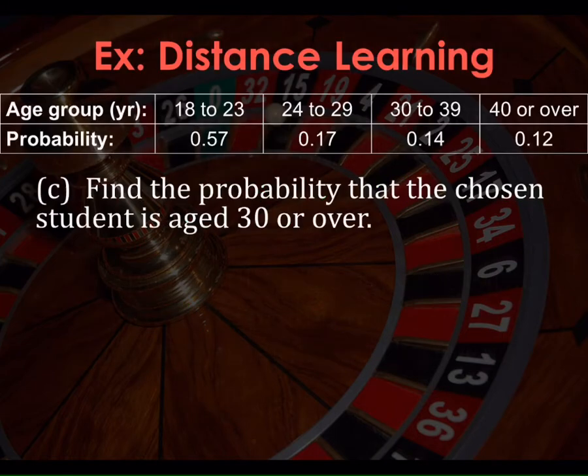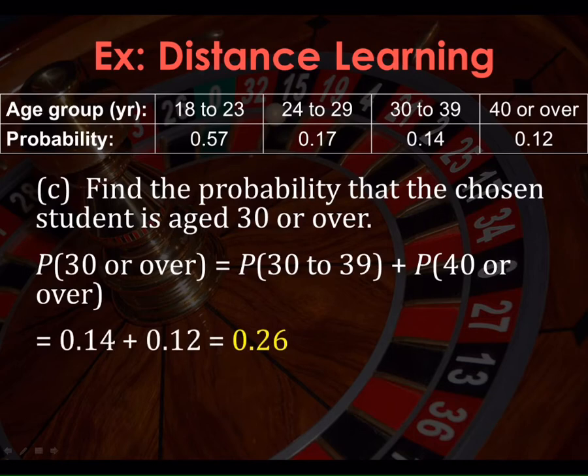So for example, C, find the probability that the chosen student is age 30 or over. So we can look at this probability here, 0.14, and add it to the probability of being 40 and over, which is 0.12. So 0.14 plus 0.12 is 0.26.